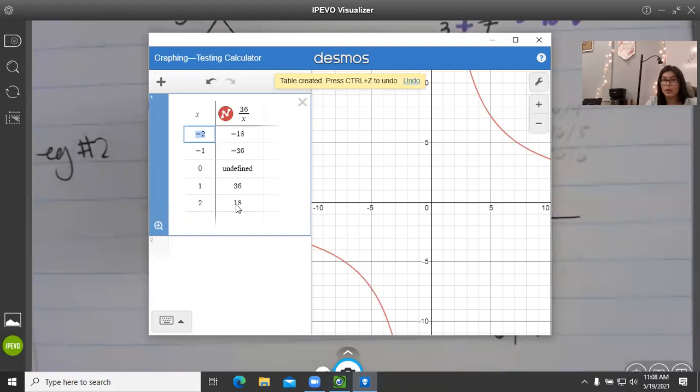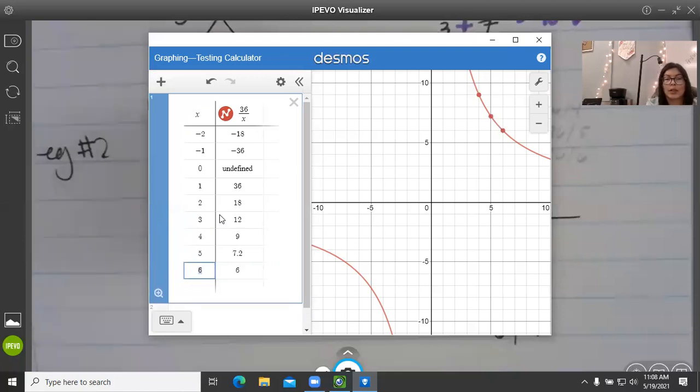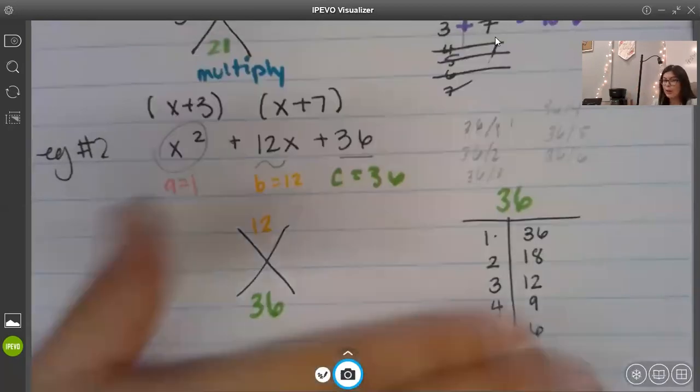1 times 36, 2 times 18, 3 and 12, 4 and 9, 5. See how you get a decimal, so that doesn't count. 6, there's 6. If you go to 7, you see a decimal. 8 doesn't work, and then 9 is already on the list. That's how I'm making the list of factors, but I know my multiplication chart, so I can just do that without using a calculator. If you need help and you don't know how to multiply in your head or on paper, then type in the C divided by X, and you'll be able to make a list of factors. Okay, so now we have a list of factors.